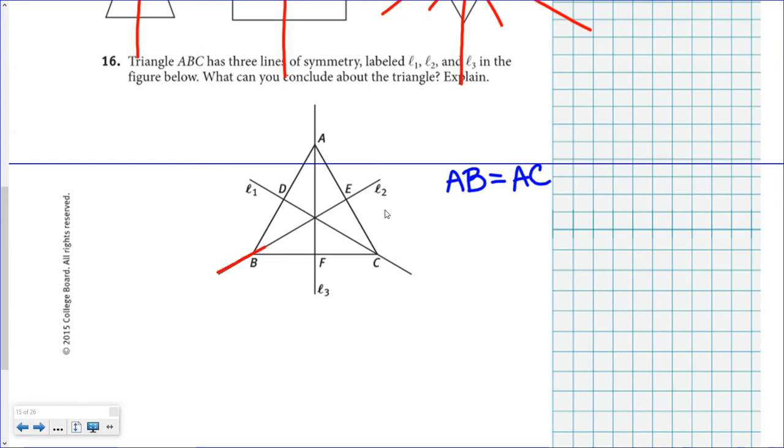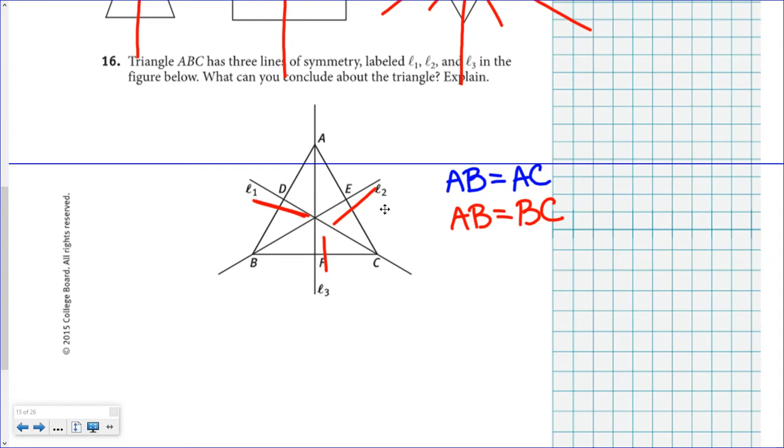Looking at L2, if this is a line of symmetry, that means that AB has to be equal to BC. Which means if this side is congruent to that side and this side is congruent to that side, that this is actually an equilateral triangle. Since your reflections preserve distance, since your reflections are rigid motions, all of the sides are going to have to be the same length since they are images of each other. So that's what we know about that triangle.